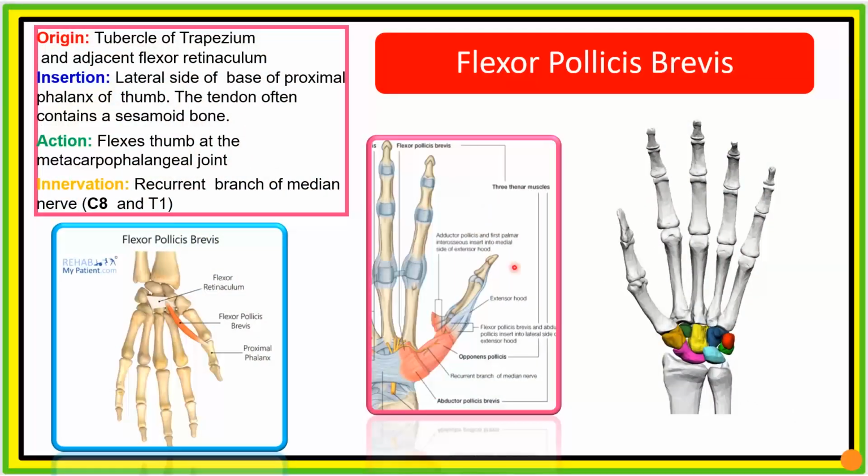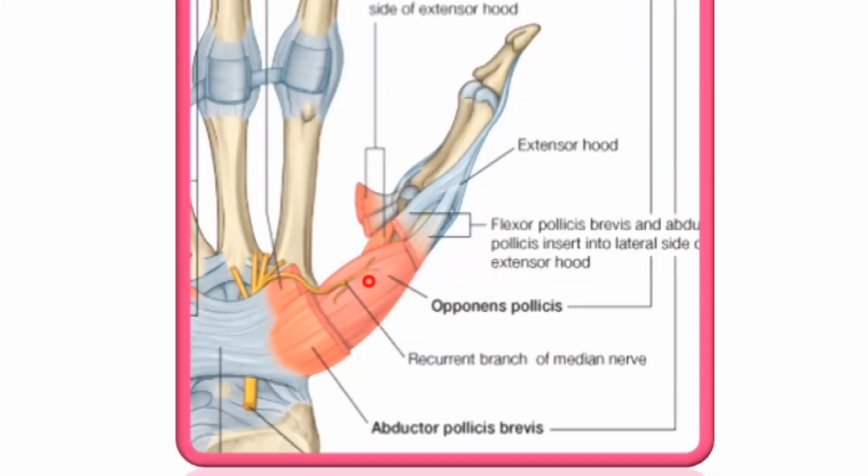So here is the cut edge of flexor pollicis brevis, and this is the distal part of the muscle. This muscle also is part of the two muscles that cover the opponens pollicis here. So the abductor pollicis brevis is on the lateral side, and the flexor pollicis brevis is seen on the medial side. Both of them will cover the opponens pollicis on the inner side.